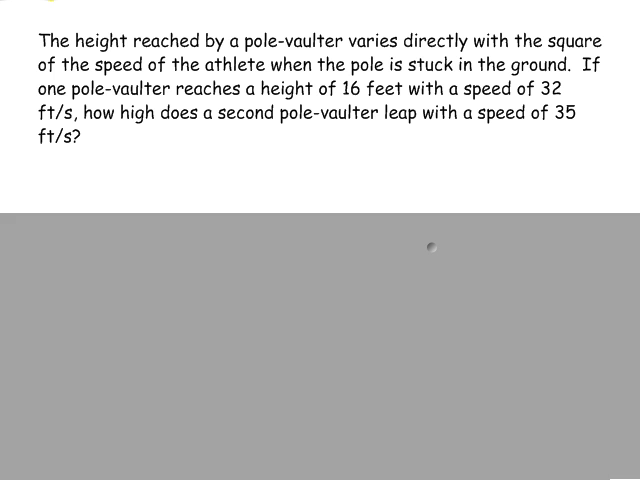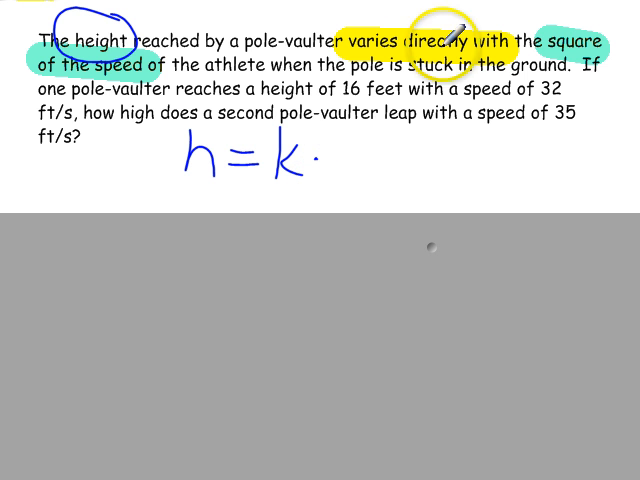This problem says the height reached by a pole vaulter varies directly with the square of the speed of the athlete when the pole is stuck in the ground. When they give us a sentence like this, we want to pay close attention. It says varies directly with, so we know we're talking about direct variation. It varies directly with the square of the speed. So we know this is going to be the direct variation with the square of the variable. And we want to look at what varies, and it says the height reached by the pole. So our equation is the height equals k times the square of the speed, s.